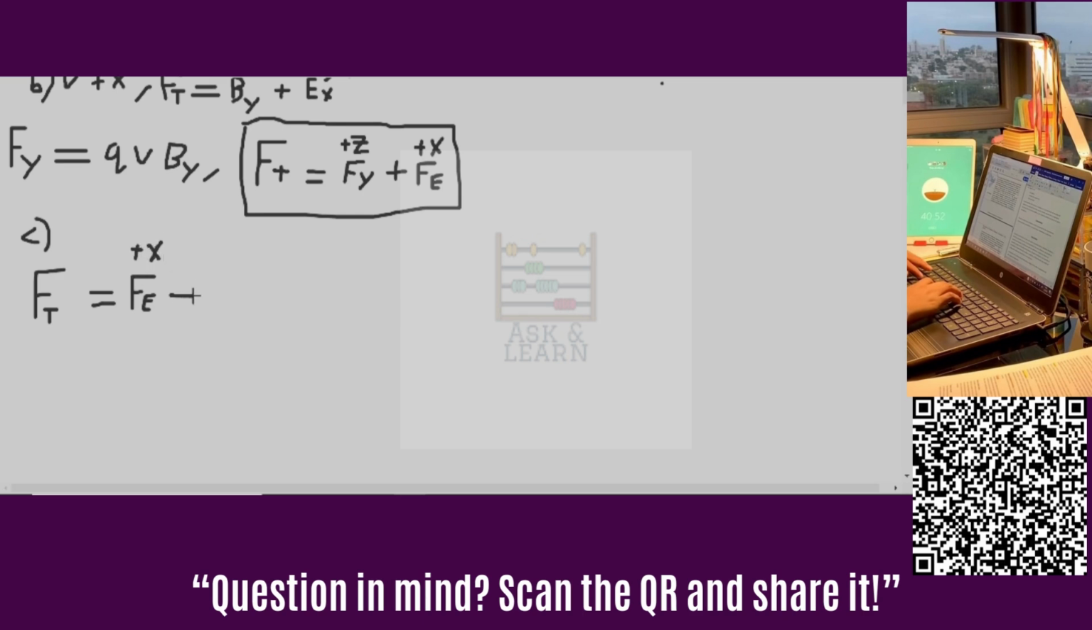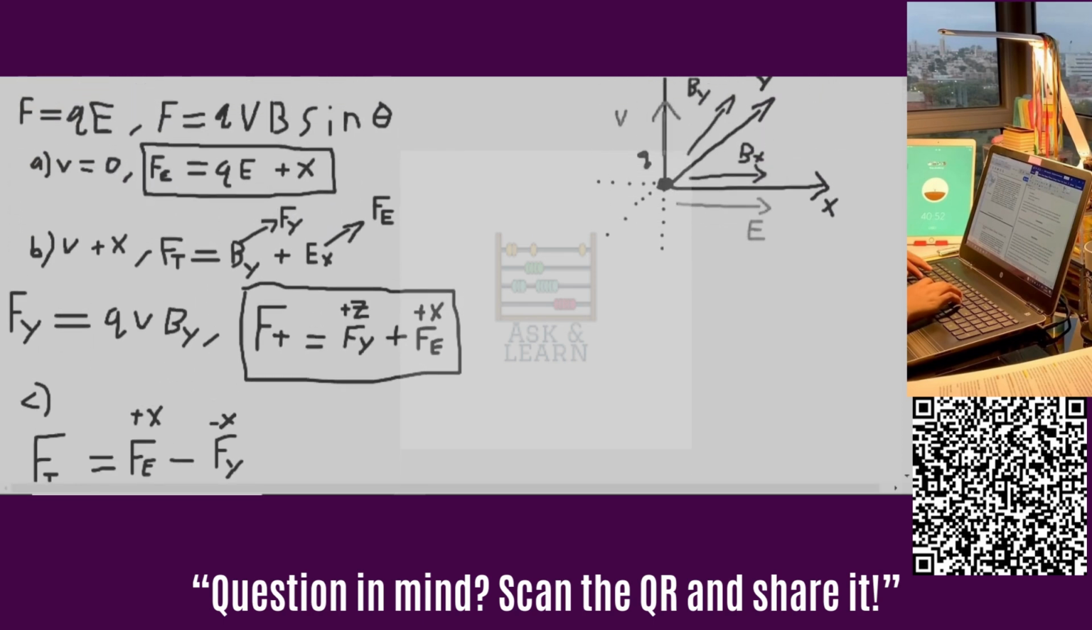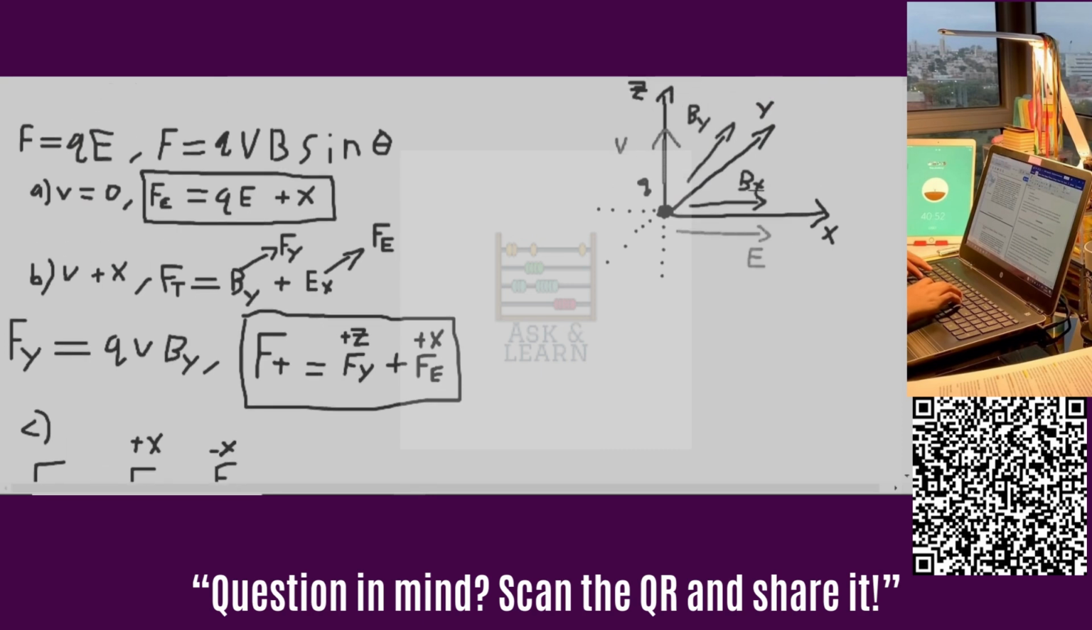But we have now our force from By in the y direction is in the negative x direction, which means these need to be subtracted. This is why keeping track of your directions is important, because now we have a minus sign here. And now we need to find the direction from the magnetic field in the x direction.